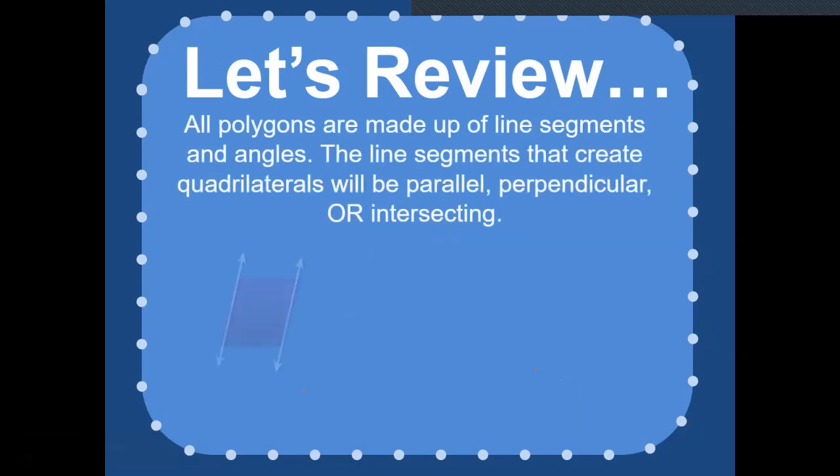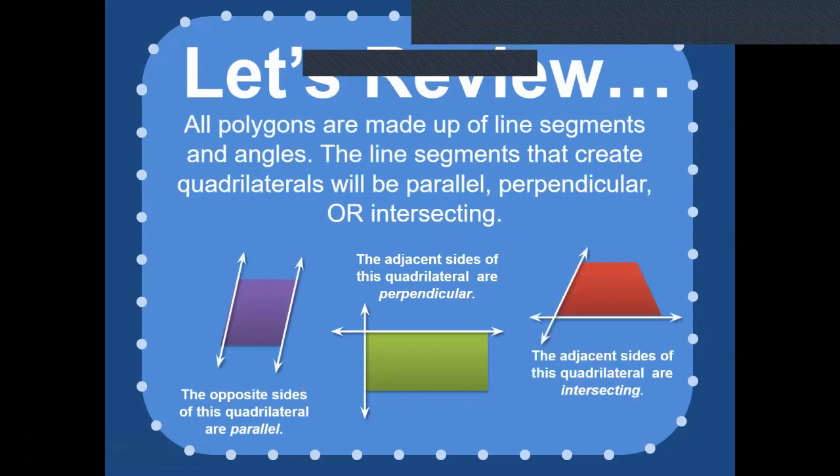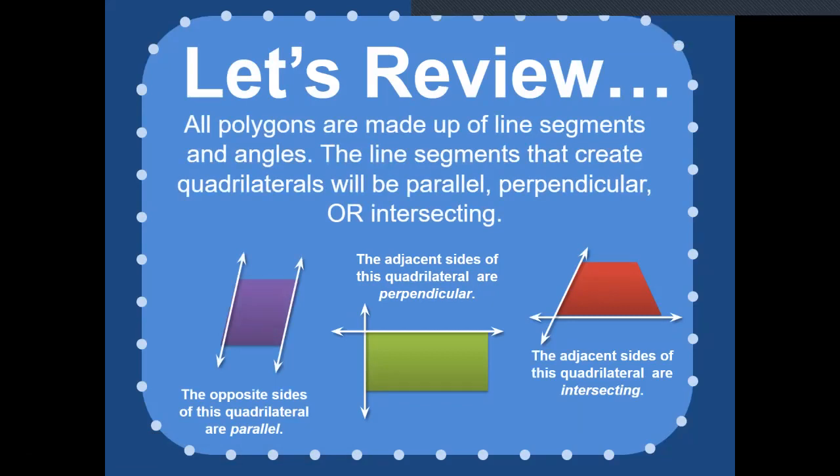Now let's review. All polygons are made up of line segments and angles. The line segments that create quadrilaterals will be parallel, perpendicular, or intersecting. Now, this is the new part. This is where you need to pay very close attention because I talked with the other third grade teachers, and this is some very important stuff that's on the test a lot.